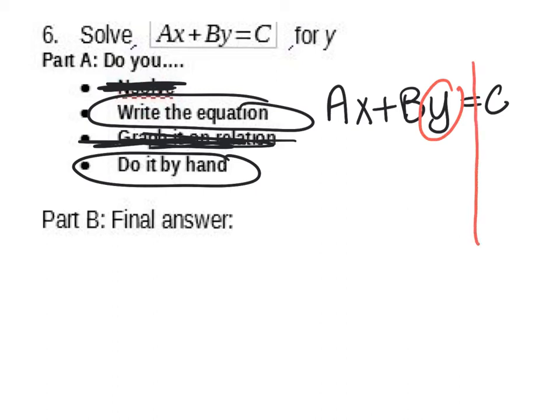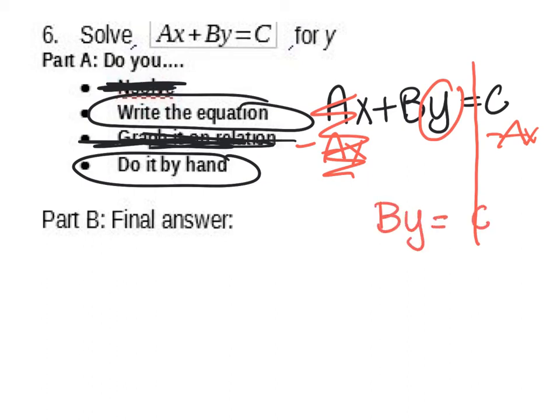I want to move ax to the right. Well, this is a positive ax. How do I know that? Because I don't have a negative sign next to it. So to move that positive ax, I'm going to subtract it on both sides. When I do that, it is canceled on the left. Now I have by equals c minus ax.